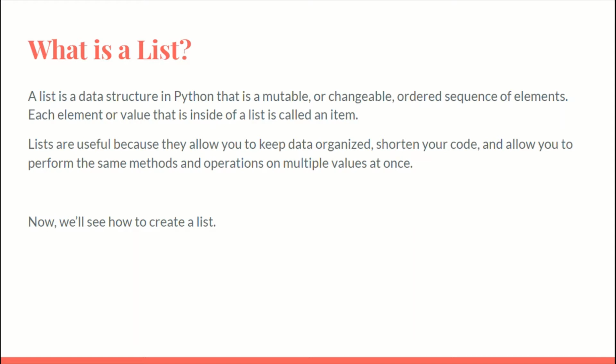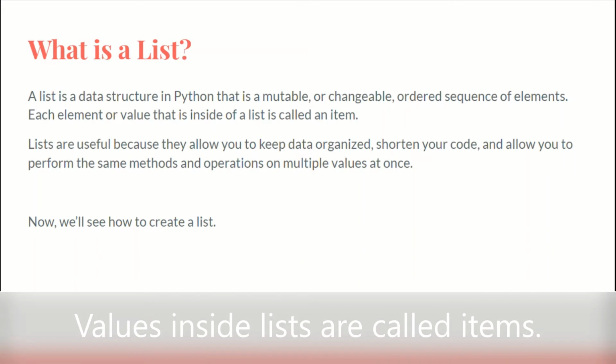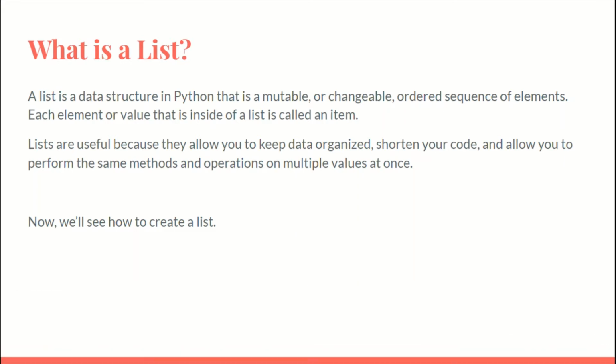What is a list? A list is a data structure in Python that is a mutable, or changeable, ordered sequence of elements. Each element or value that is inside of a list is called an item. Lists are useful because they allow you to keep data organized. They also allow you to perform the same methods and operations on multiple values at once.